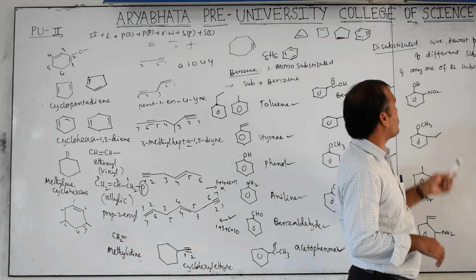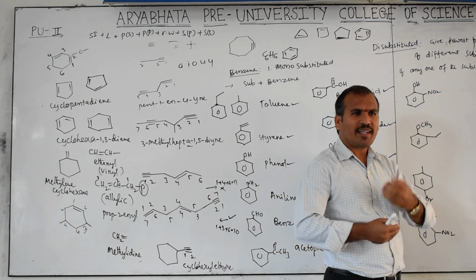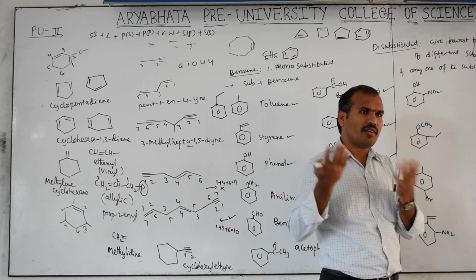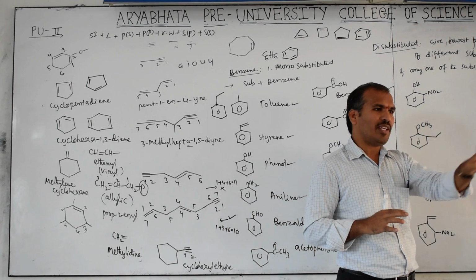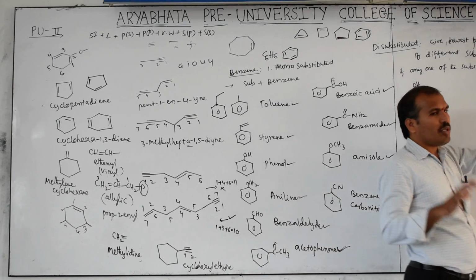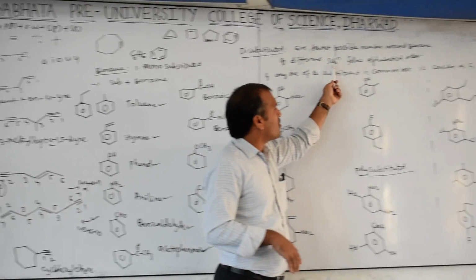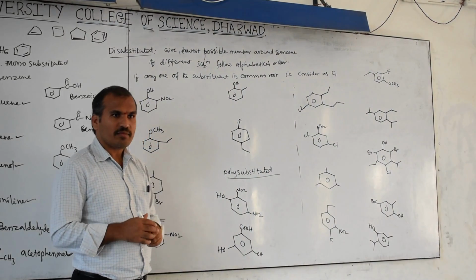When you come to disubstituted compounds, give the lowest possible number around the ring. All rules are the same, but once again I am repeating what we discussed already: the four rules cannot be changed. Around the ring, the lowest possible numbers have to be given. Second, if different substituents are there, follow alphabetical order.